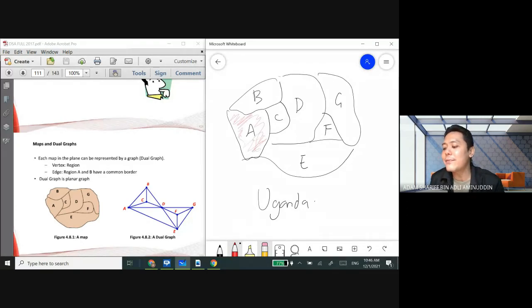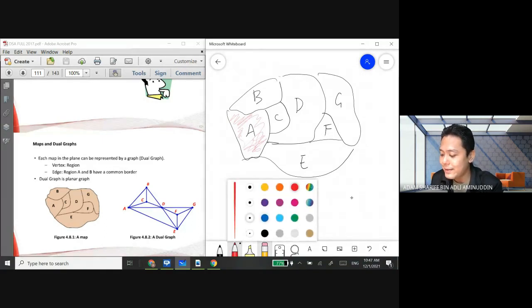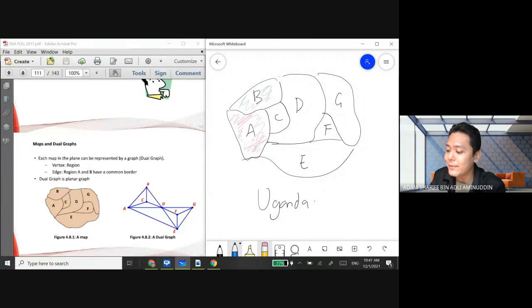Okay, the condition is very simple. The adjacent country, you cannot have the same color. So B tak boleh merah, C tak boleh merah, D bersebelahan dengan A tak boleh merah, E tak boleh merah. Okay, so saya warnakan warna lain lah kata. Saya ambil biru. B warna biru.